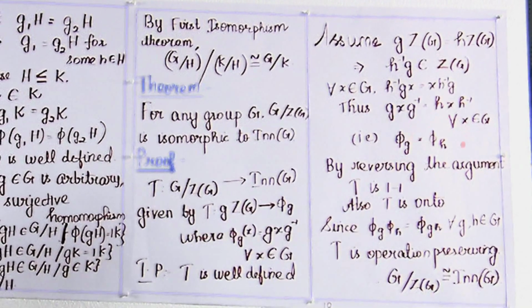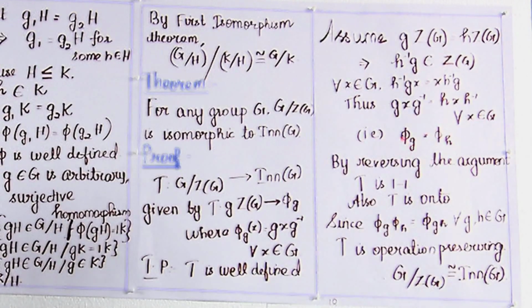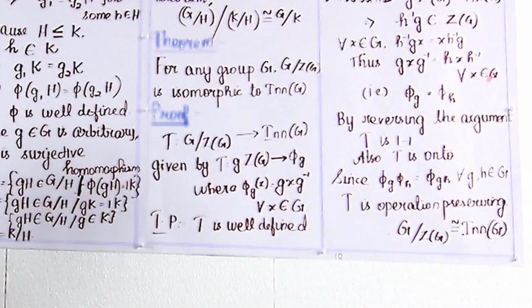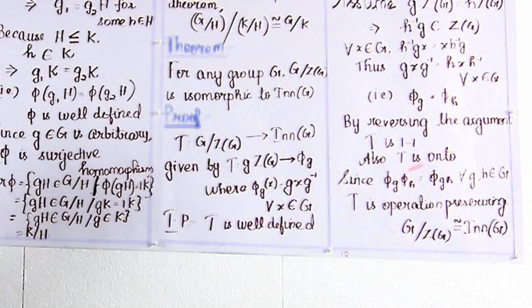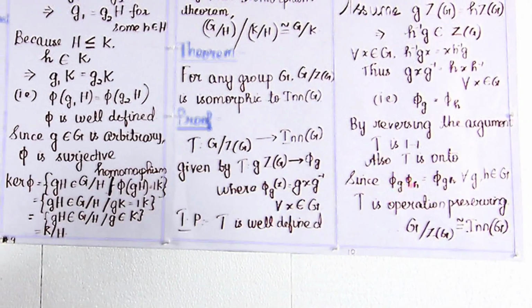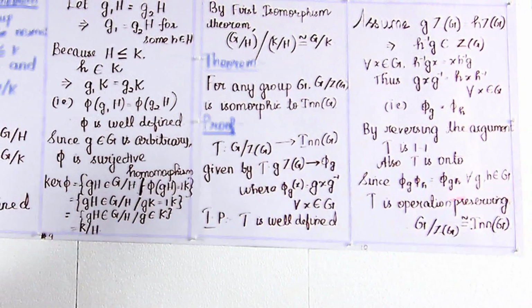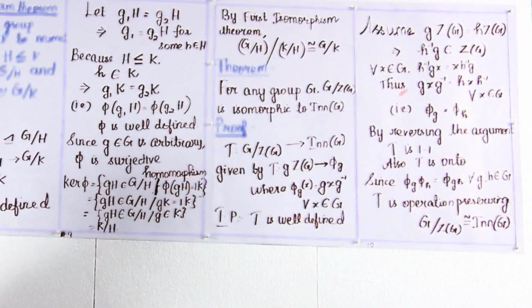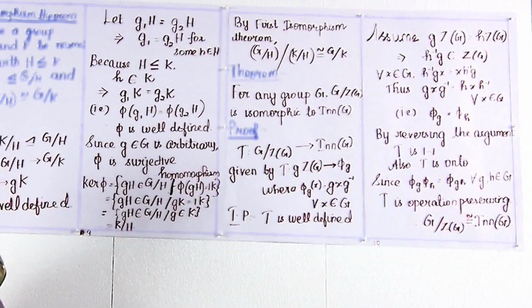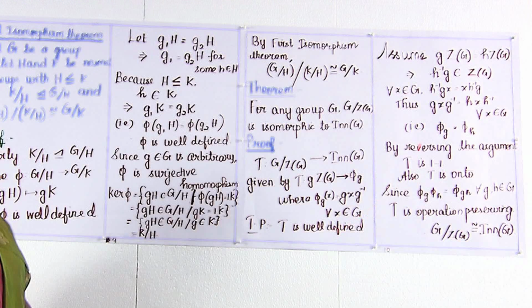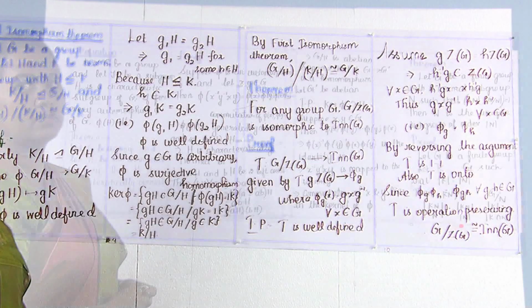If we go in reverse, if phi_g is equal to phi_h, retracing the argument, we can prove that T is 1-1. Similarly, we can show that T is onto. There are no remaining elements here, therefore, T is onto. Since phi_g phi_h is equal to phi_gh for all g, h belonging to G, T is operation preserving. So, from this we can show that G/Z(G) is isomorphic to the inner automorphism group of G. We have shown that it is well defined, the homomorphism property holds, it is 1-1, and it is onto. Therefore, this is true, hence proved.